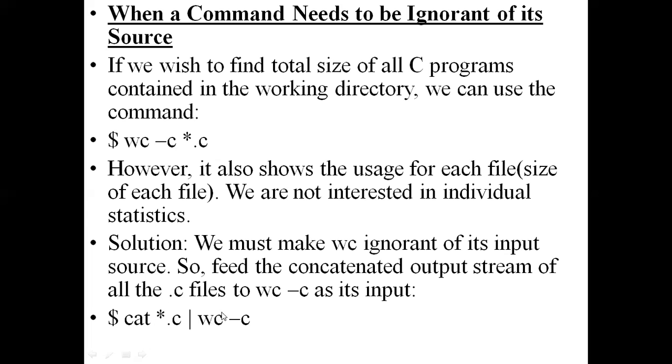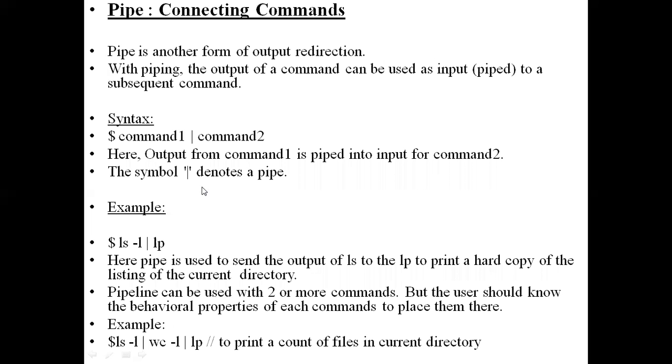So in this case, your wc command is ignorant of the input source. It is getting the input directly from the previous command. So that's why this is how we can make a command become ignorant of its source. So these are the things you need to remember with respect to the pipe topic.